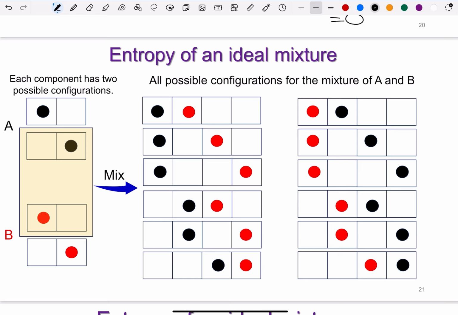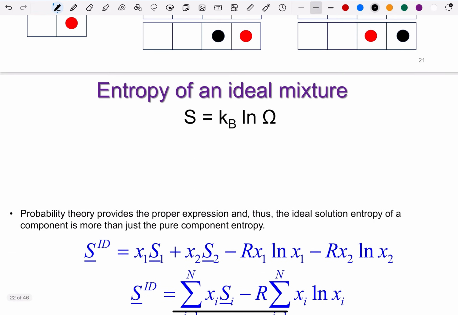So we are not going to discuss the details of this calculation. Even in your book we don't have the mathematics of that, but you can use probability theory to argue that the number of microstates, or the omega, increases as you mix things together. And this goes beyond linearity.